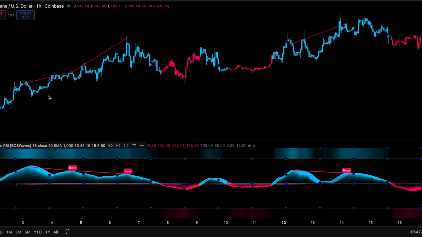We have our regime color and trend state. So the oscillator and the candles, as we can see here on the chart and the oscillator pane, change color relative to the current momentum regime. When we have blue, it indicates bullish momentum. When we have red, it indicates bearish momentum. Sustained color shows momentum direction.